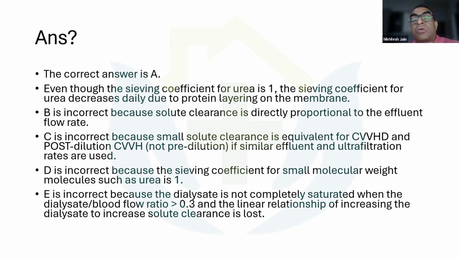B is incorrect because solute clearance is directly proportional to the effluent flow rate. C is incorrect because small solute clearance is equivalent for CVVHD and post-dilution CVVH, not pre-dilution, if you are using similar effluent and ultrafiltration rates. D is incorrect because the sieving coefficient for small molecular weight molecules such as urea is 1. Now E is incorrect because the dialysate is not completely saturated when the dialysate to blood flow ratio is more than 0.3, and the linear relationship of increasing the dialysate to increase the solute clearance is lost, right?